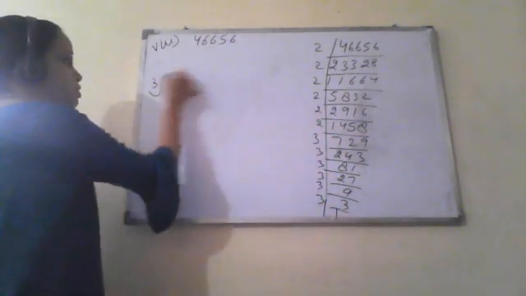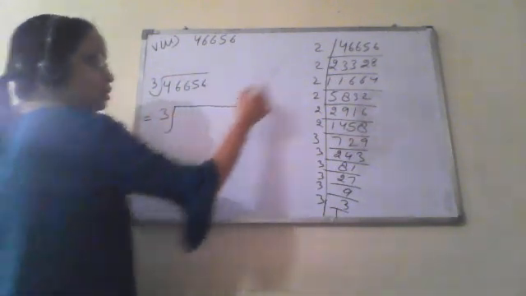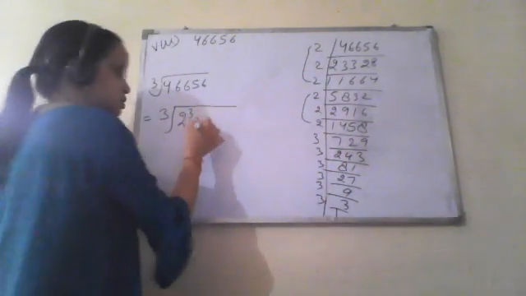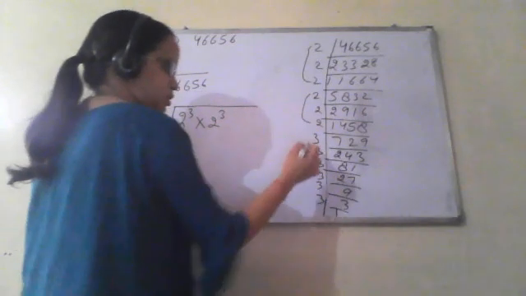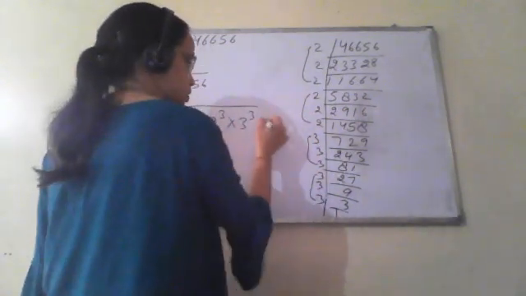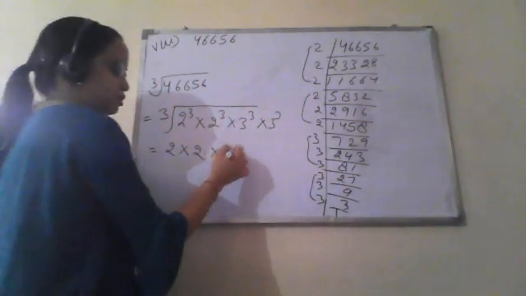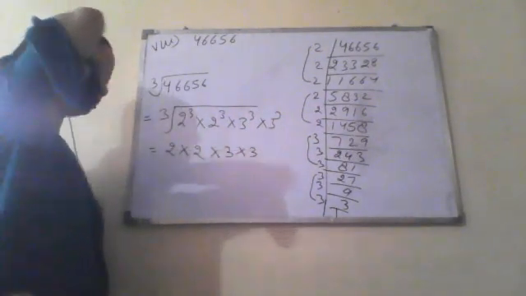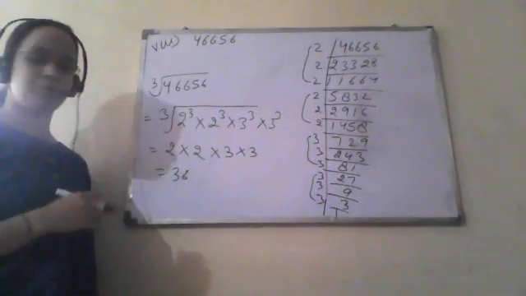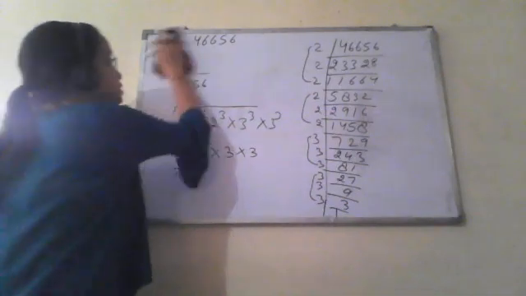So cube root of this 46656 will be triplet of 2. So 2 to the power 3. There is again a triplet. This is triplet of 3. This is 3 to the power 3, and this is 3 to the power 3 again. So it will be 2 into 2 into 3 into 3. So answer will be 36. So cube root of 46656 will be 36. Clear? Now next part, that is 9th part.